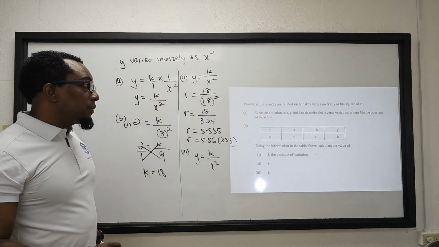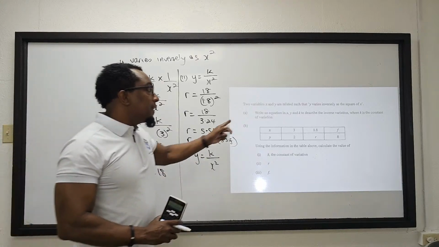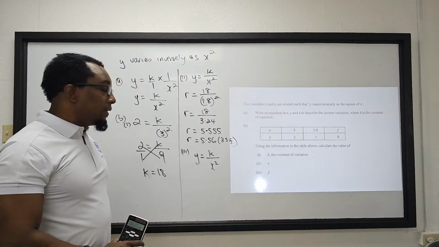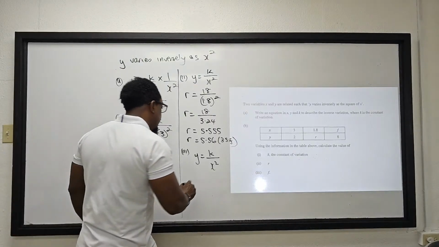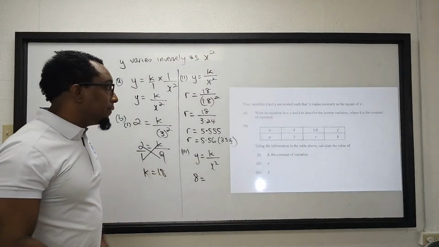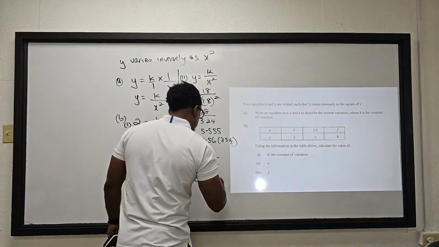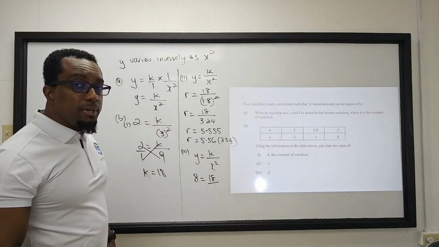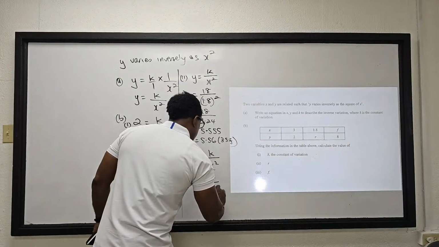And what are we going to do? When x is f, the corresponding value of y is 8. So I'm going to replace y with 8, so 8 is equal to k. I'm going to replace k with 18, over, I'm going to replace x with f squared.